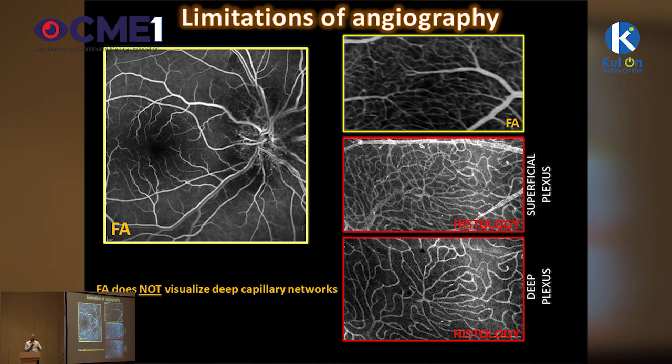So the deep plexus, which I've shown you at the bottom, is actually never seen on the fluorescein angiogram. And that's a very important point to remember as clinicians, because when we have conditions such as diabetic retinopathy or retinal vein occlusion, it's the deep retinal circulation that is often affected first. And that is often not seen on the fluorescein angiogram, as I've just shown you.